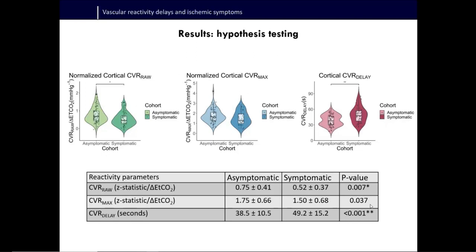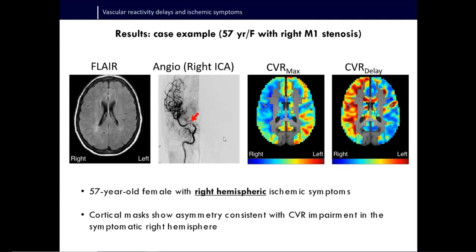And these are the results of the regression analysis after controlling for age and sex. And what you see is that the delays actually are some of the most significant findings. And this maximum reactivity is much less significant. Technically, if you correct for multiple comparisons, it goes away. So, we see a stronger finding with the CVR delays.